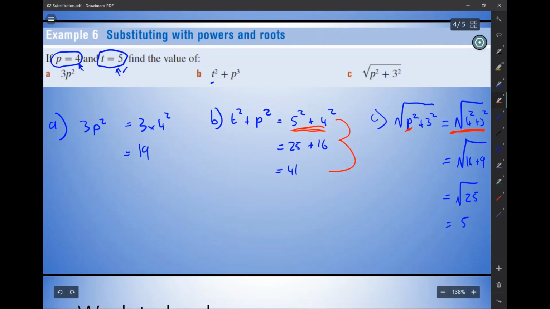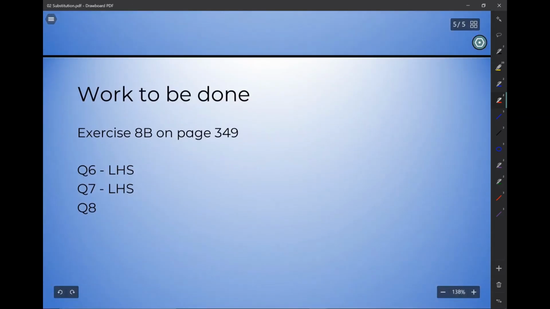You guys are going to get a chance to practice this now on page 349. In the first two questions, questions 6 and 7, you're only going to do the left-hand side, and if you get up to question 8, I'll get you to do the whole thing.